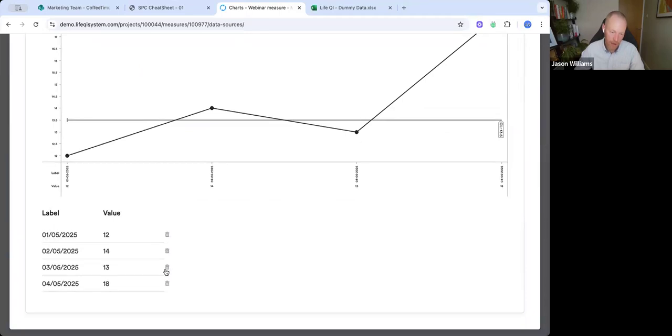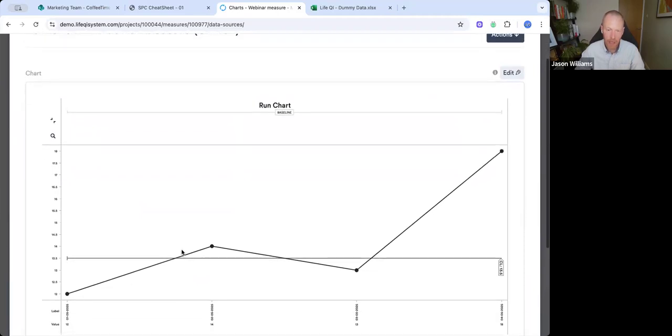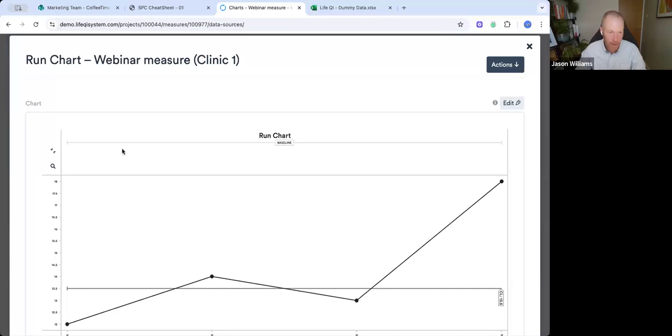I've got the data beneath here that I've just entered, which I can come and delete those data points, so I can make changes to those data points. And essentially, it's kind of as easy as that. Couple of steps to get that measure defined, and then nice and easy to add data or continue to update the data.